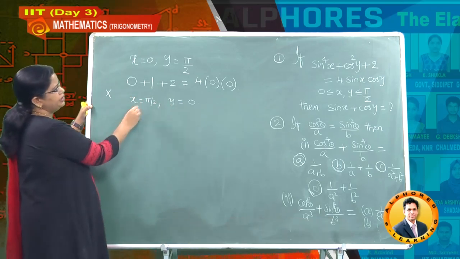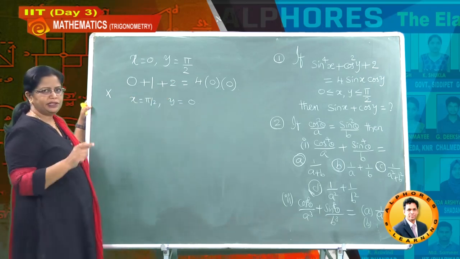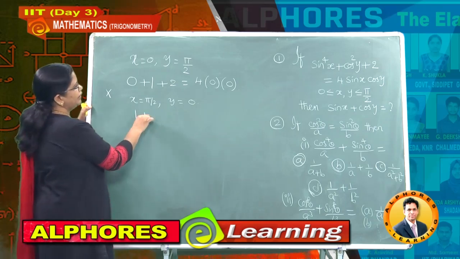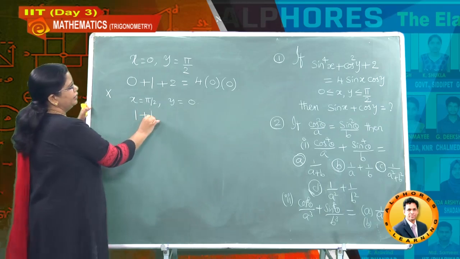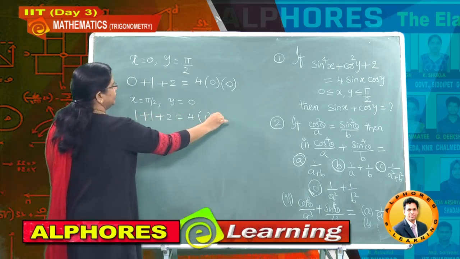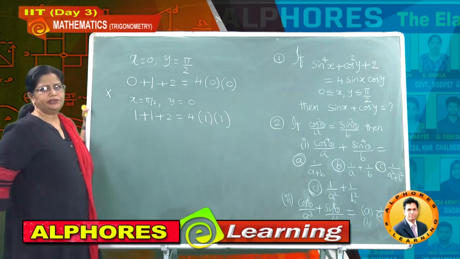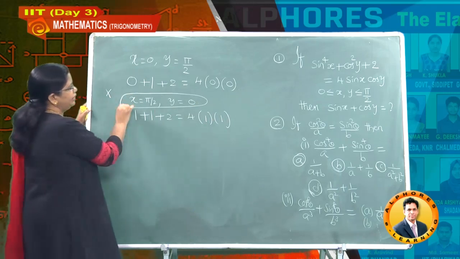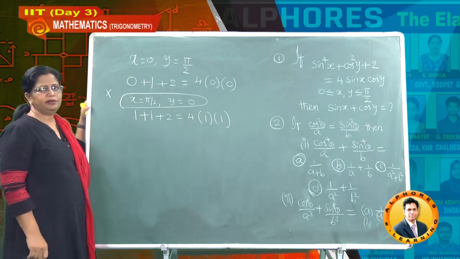Now if I substitute sine 90 degrees, that is 1. Sine power 4 is also 1. And now cos 0 value is 1, and plus 2 equal to 4 times, this is 1 and again 1. Just observe, the equation is balanced. So you can proceed with the problem by taking x as pi by 2 and y as 0.